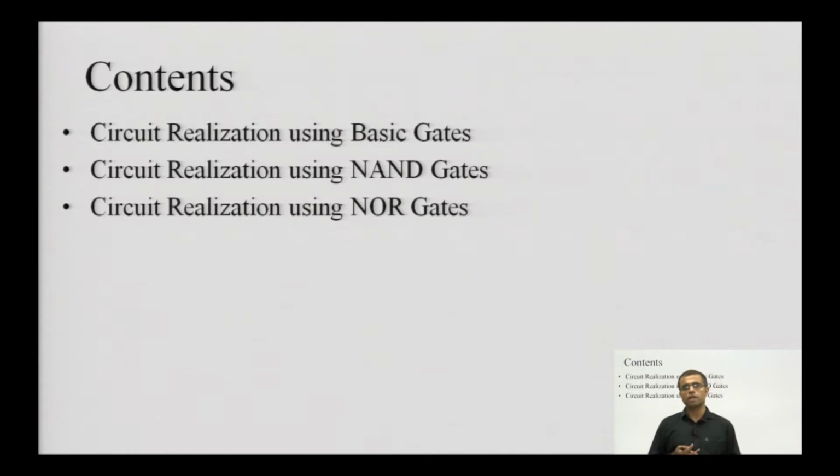In our previous lecture, we have already seen how to minimize Boolean expressions. We first covered minimization using Boolean laws, then Boolean expression minimization using Karnaugh maps, and then the third method, the tabulation method. All these three methods provide me a minimized expression. Now, that minimized expression has to be converted into a circuit for the practical implementation.